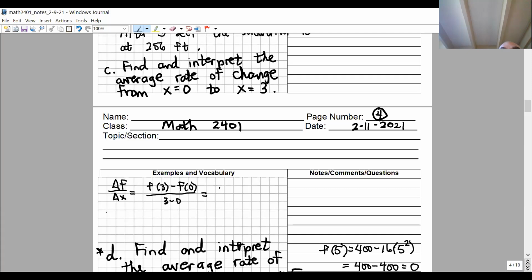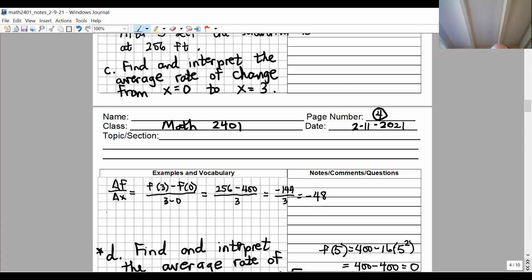Okay. And so we just said f of 3 was what? 256, right? Minus f of 0 was 400. And we're dividing this by 3. So I end up with minus 144 divided by 3. And minus 144 divided by 3 is going to be something like 48. Is that right? Don't let me make a mistake there. All right, so I think that's it. Minus 48.